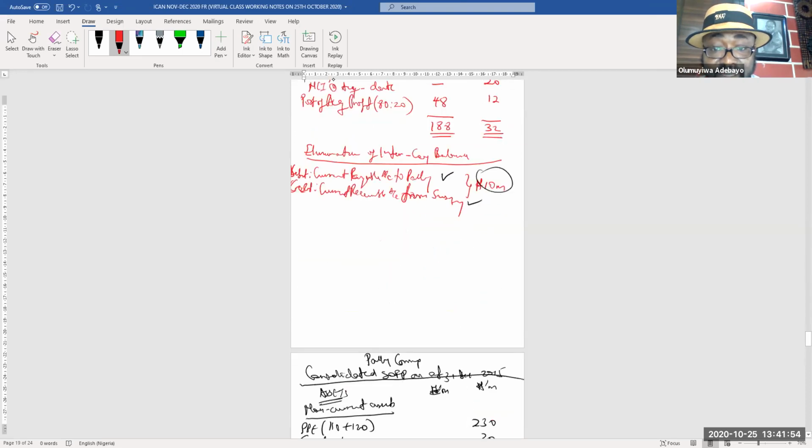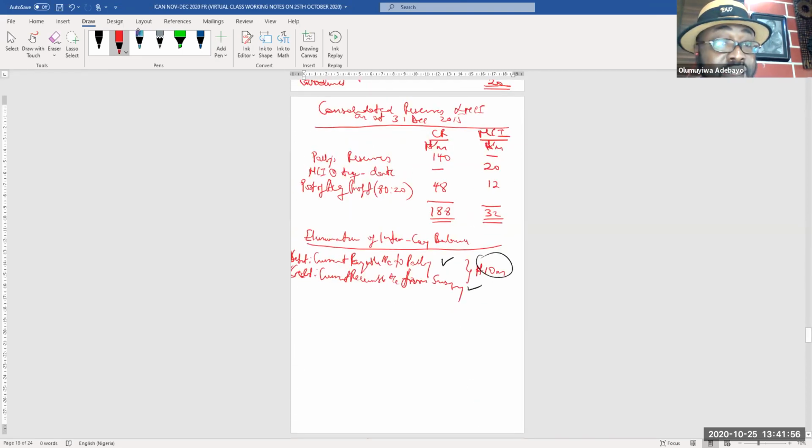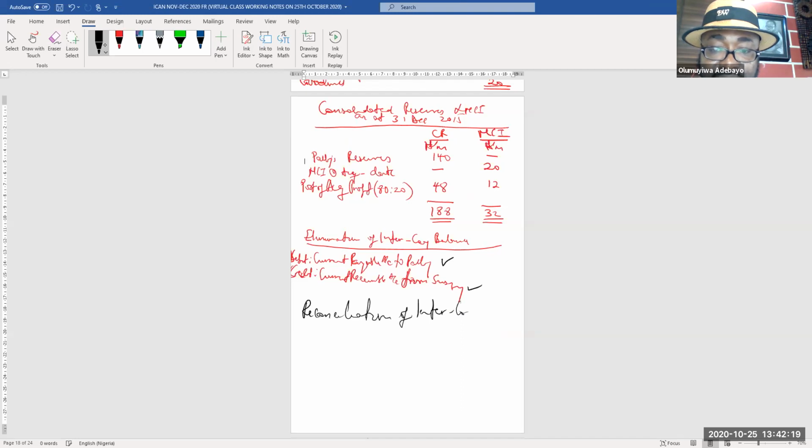The only difference is that this is not 10 because it is in between 10 and 8. I don't know what it is. Therefore, what should I do? Should I say 10 plus 8 divided by 2, 9? That is not correct. Which means the first thing I have to do is to reconcile. Reconciliation of intercompany balance.